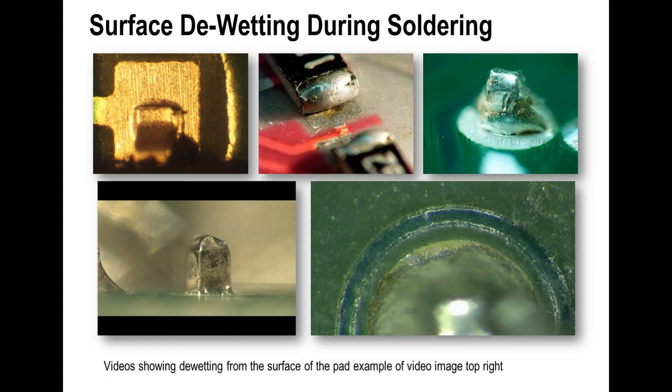So both of these examples are related to the board and the board finish, and not necessarily related to the PCB manufacturing process. These two examples were taken on my Evo cam. I use it for inspection, obviously, of solder joints, but it's particularly useful for doing video clips like the two examples here. So it's an Evo cam.